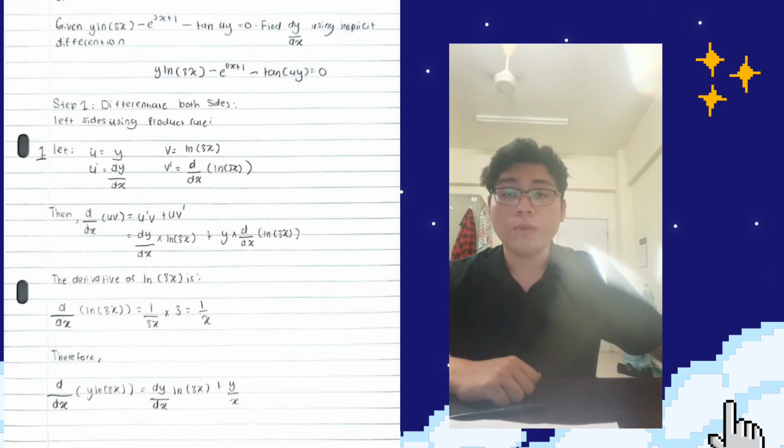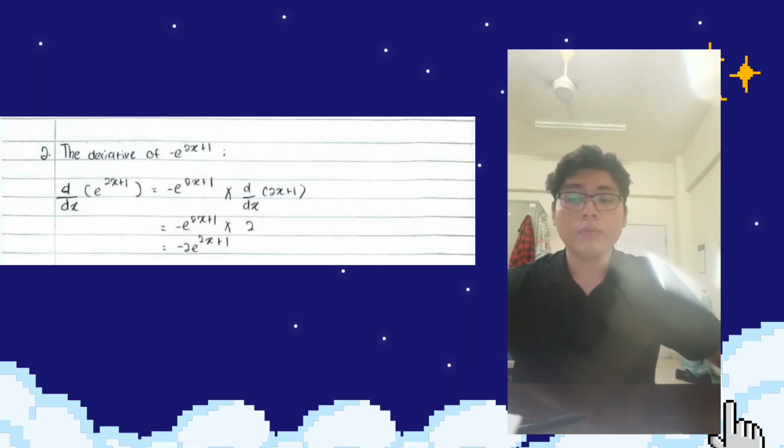So by using the formulas, we will get dy per dx multiply ln 3x plus y multiply d per dx of ln 3x. Now, the derivative of ln 3x is 1 per 3x multiply 3, which becomes 1 per x. So this will become dy per dx multiply ln 3x plus y per x. So next term, we will apply the chain rule.